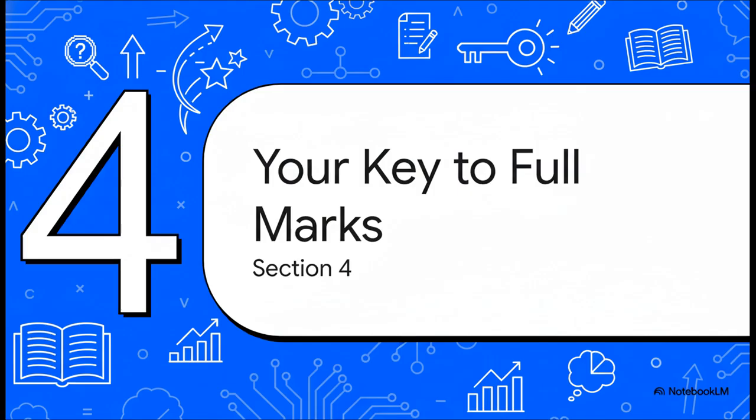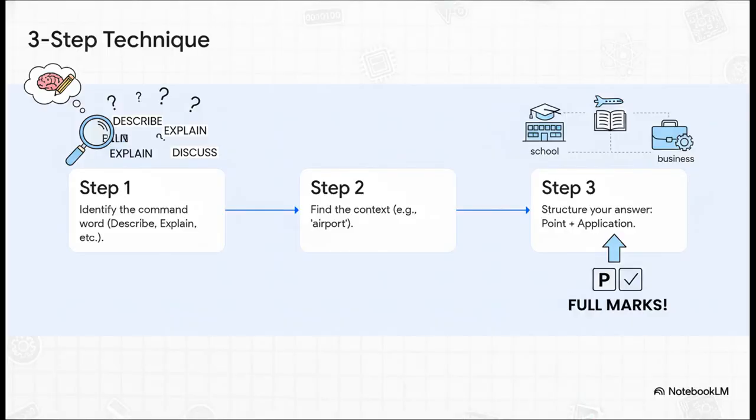Now, let's wrap this up by summarizing the absolute key takeaways in our last section, your key to full marks, because this is a technique you can use again and again. I want you to remember this 3-step winning technique. Step 1. Always identify the command word. Is it asking you to describe or explain? Step 2. Find the context. What's the specific scenario? And step 3, structure your answer using that point plus application formula. If you can master these 3 steps, you'll be on your way to getting full marks every time.